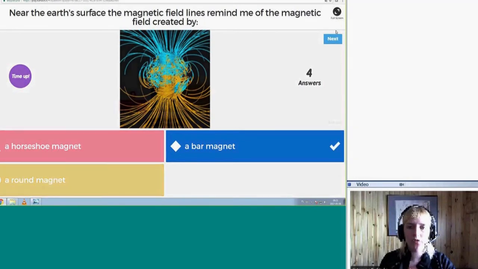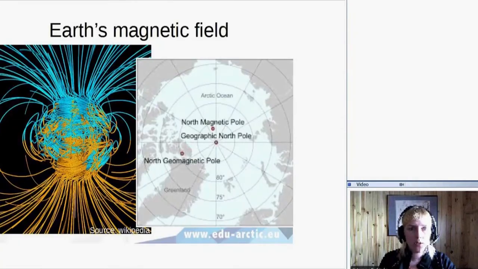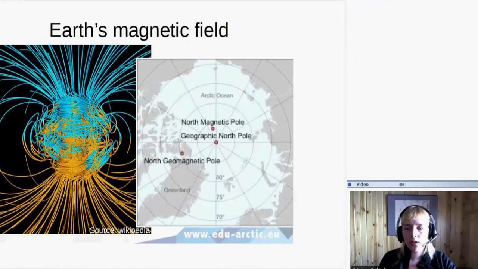Yes, as I said, a good approximation of the Earth's magnetic field is the one produced by a bar magnet. So let's go back to the presentation. You can see that the field produced by a bar magnet is really similar to the field produced by Earth.